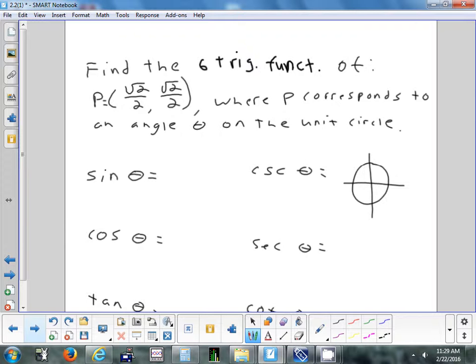Tomorrow, I'll show you how you get that coordinate. For today, I would give it to you. Okay, but it is a 45-degree angle, but you don't need to know that for this problem.